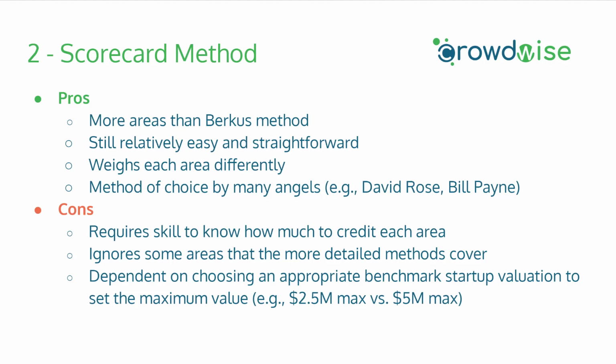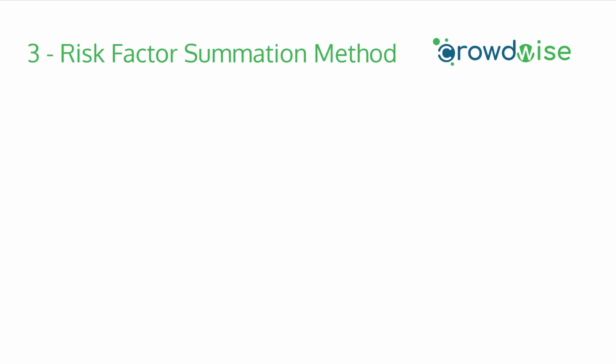Pros and cons of the scorecard method. As we mentioned, it covers more areas than the Berkus method, and it weighs each of those areas differently, though it's still easy and straightforward to apply. And it's the method of choice by many angels, such as David Rose, Bill Payne, and others. However, some potential downsides. It requires skill again to know how much credit goes to each area. It ignores some areas that some of the more detailed methods cover, as we'll discuss next. And it's still dependent on choosing that appropriate benchmark startup valuation to set that maximum value in the comparison group from the start.